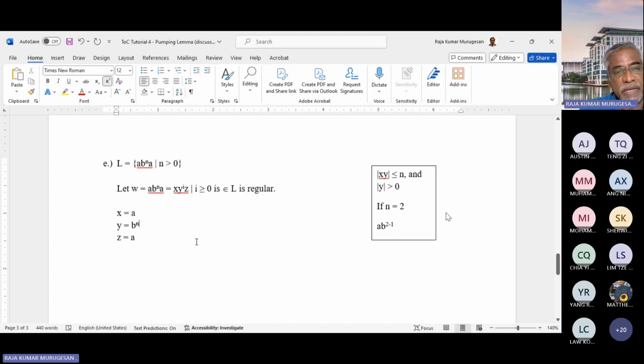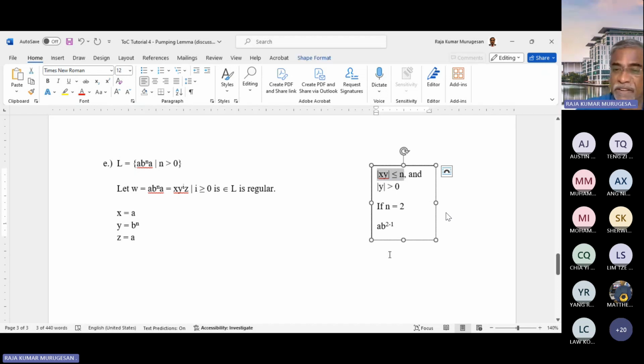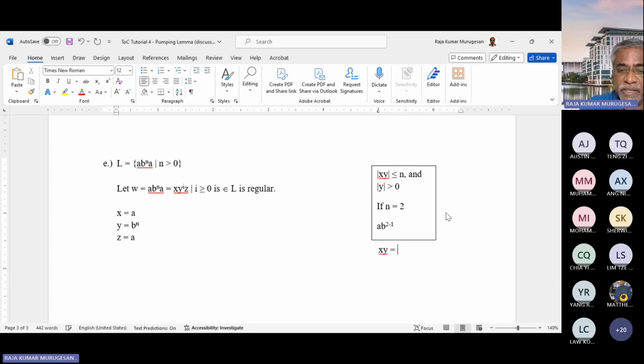Okay, so we split like this. But again, we have to be careful. When we write like this, what happens? You see the condition now. Length of xy must be less than or equal to n. So what is our xy here? xy is equal to, in our case, a, b length n. It says xy must be less than or equal to n. It satisfies, right?